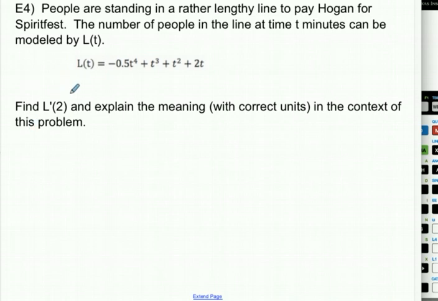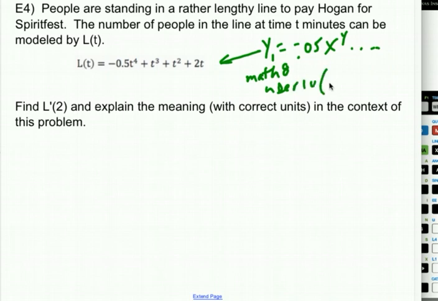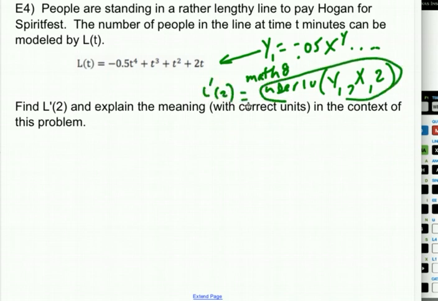Now you can either do this by hand, which is absolutely fine, or you can make your calculator do it. If you want to make your calculator do this, you'd put this in as y1 with the negative 0.05, and you'd do x to the 4th. And then you could do math 8, which is nDeriv, of y1 with respect to x at 2. And that'll give you, I misspoke, it'll give you L prime of 2.